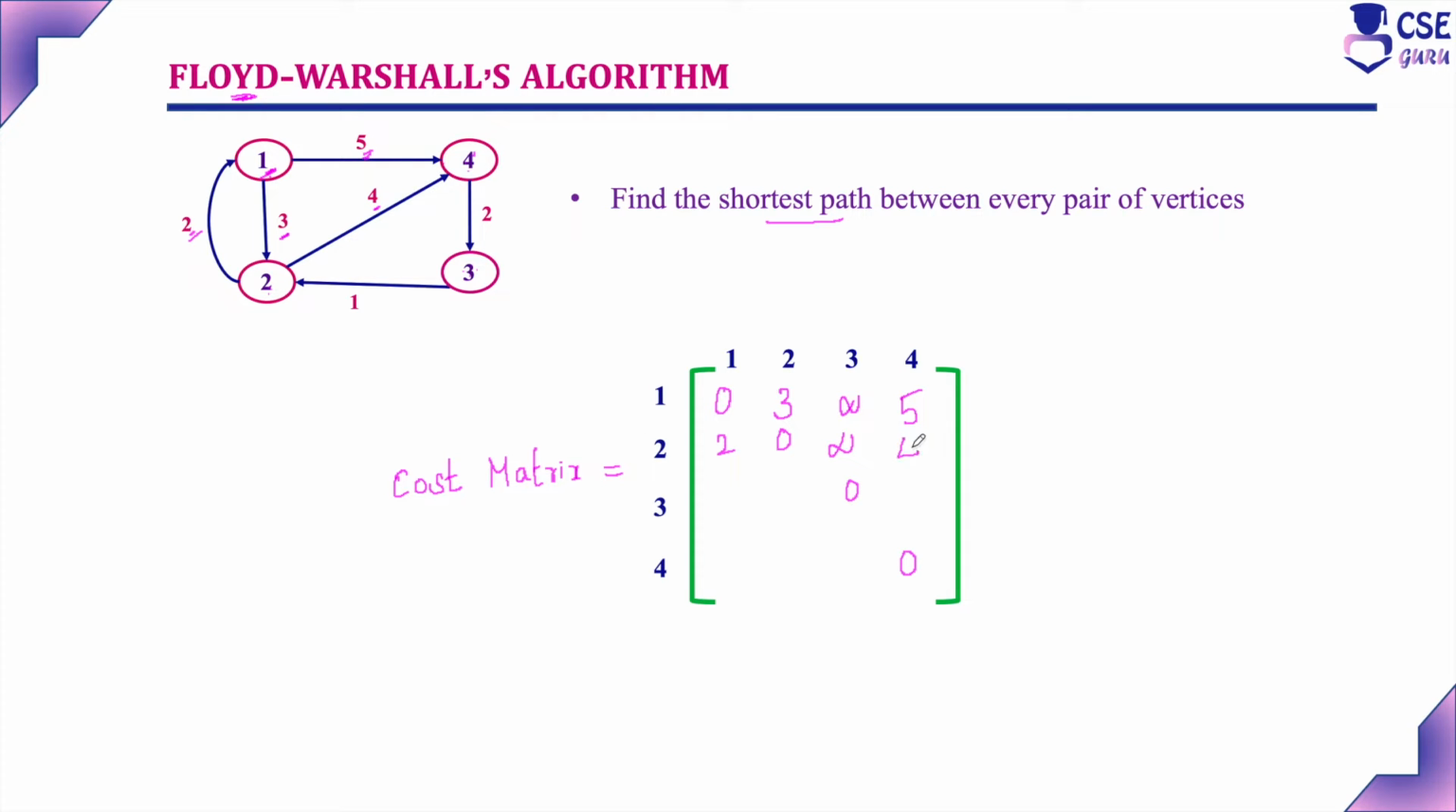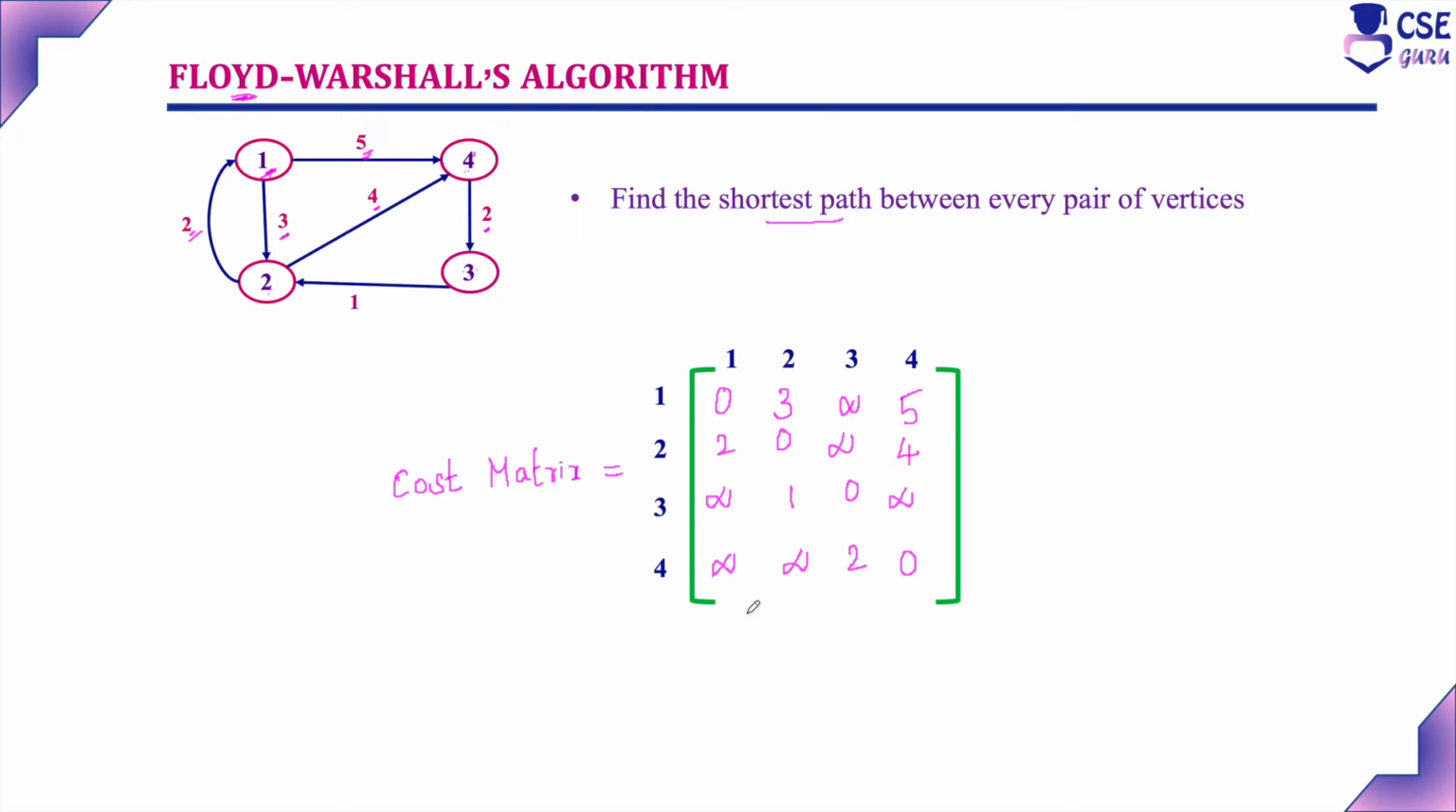Its distance is 4. Similarly, 3 to 1, there is no directed path. We don't know the distance, so it's infinite. And 3 to 2, its distance is 1. And 3 to 4, there is no directed path, so it is infinite. And 4 to 1, there is no directed path, it's infinite. 4 to 2 also there is no directed path, infinite. And 4 to 3, there is a directed path. Its distance is 2. So this is the cost matrix.